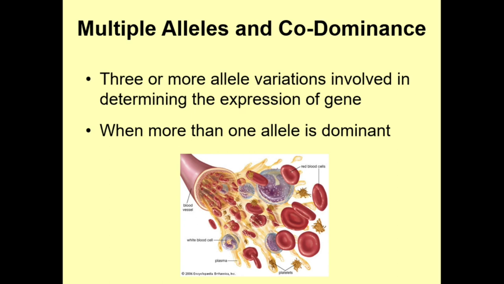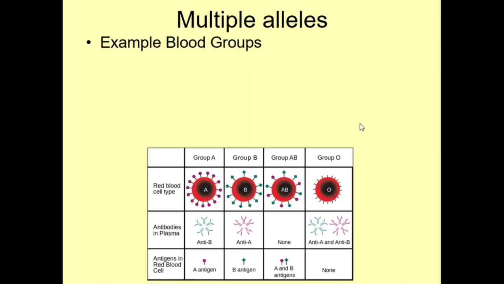Remember, as an individual though, because we're diploid organisms, we're only going to ever have two alleles, but within a population as a whole, you can actually have multiple alleles exist. And blood groups, as I said, are an example of that. So let's go through and talk a little bit about blood and why it's so interesting, and how it comes into this realm of multiple alleles and also codominance.